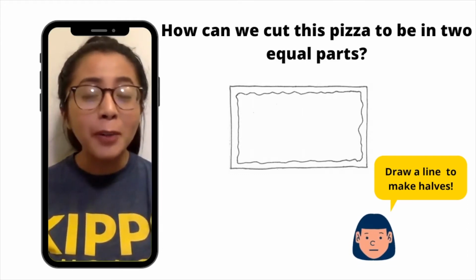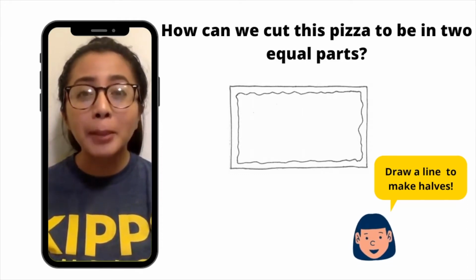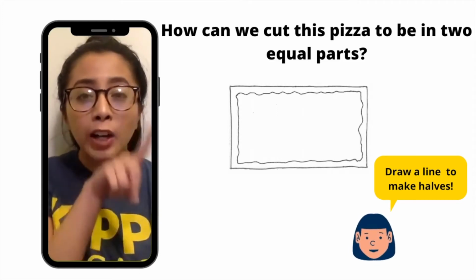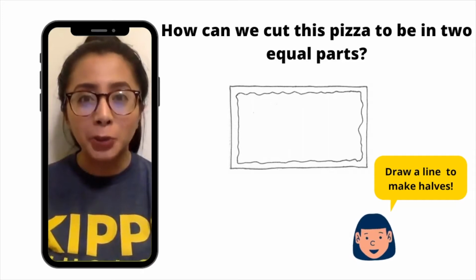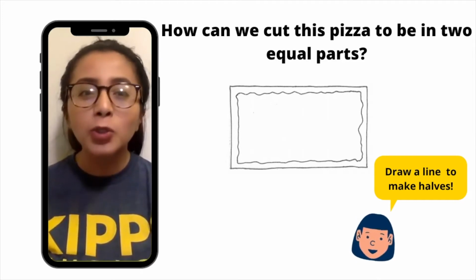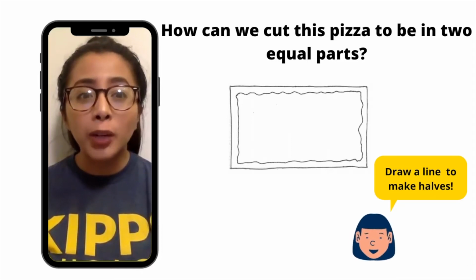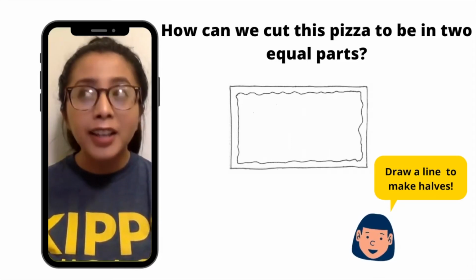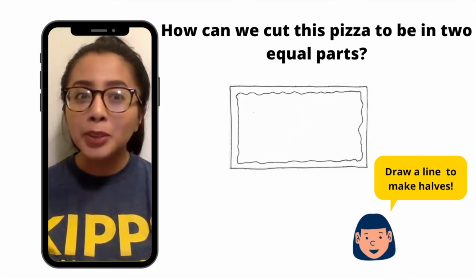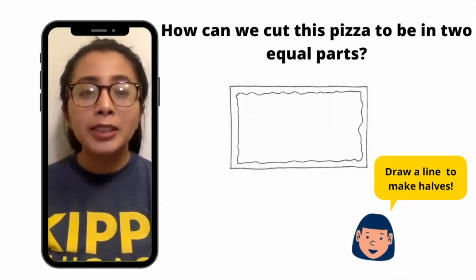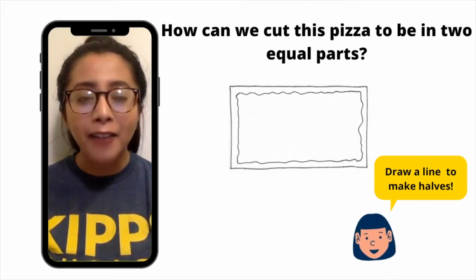Like I said before, make sure that you had a pencil and a paper ready to draw. So right now what I want you to do is draw the rectangle that you see on the screen. And then I want you to draw a line to show how you would cut this rectangle pizza. Alright, Kipsters, you should have been able to draw the line to cut the Sicilian pizza in half.